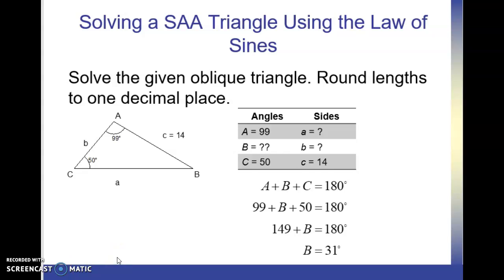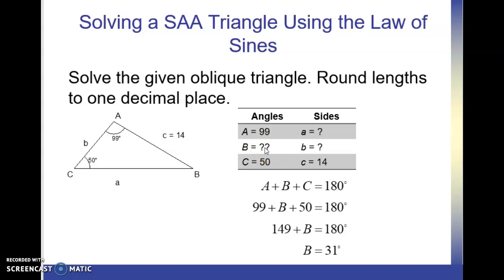We never make things harder than necessary with math. So, whenever you are given the measure of two angles, we go back to our elementary school days and just remember that all three angles in a triangle must total 180 degrees. So, for this problem, 99 degrees plus 50 degrees plus 31 degrees equals 180 degrees. Therefore, the missing angle measurement, the measure of angle B, must be 31 degrees.